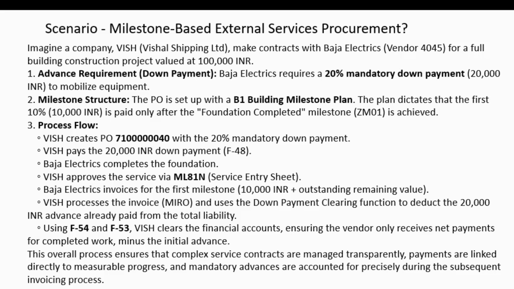already paid from the total liabilities. So here using transaction codes F54 and F53, Vishal Shipping Limited clears the financial accounts, ensuring the vendor only receives the net payment for completed work, minus the initial advance. So this overall process ensures that complex service contracts are managed transparently, payments are linked directly to measurable progress, and mandatory advances are accounted for precisely during the subsequent invoicing process.